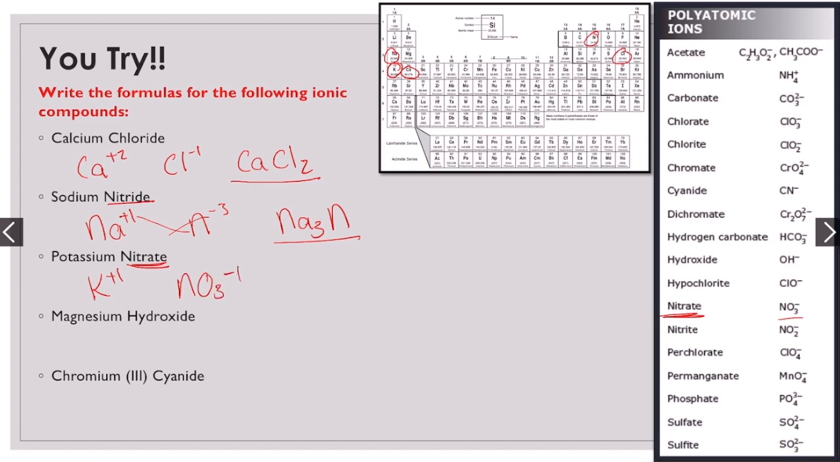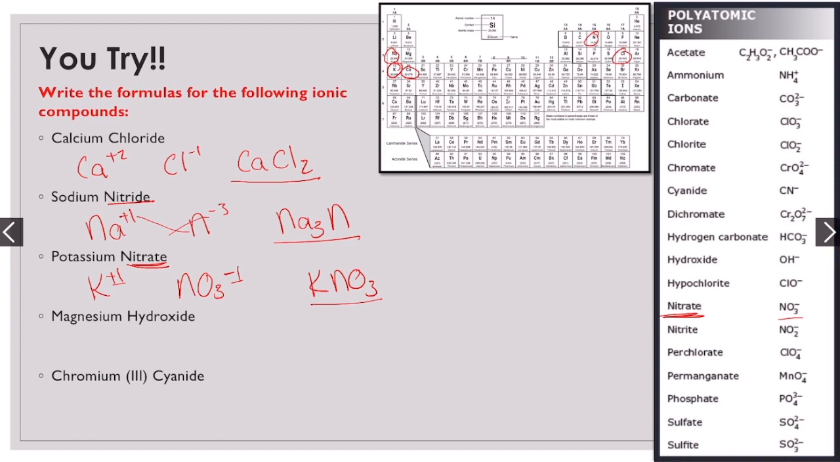And this is a +1 here. This is a -1 here. Those are equal and opposite, so I'm going to say they're going to cancel each other out. And my formula is going to be KNO3. And that's it. You could do the crisscross thing, but you don't have to. If you can recognize that they're equal and opposite in charge, then those charges just cancel each other out, and you end up with a compound with a 1-to-1 ratio.